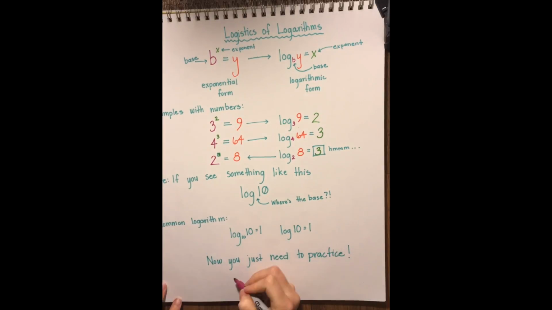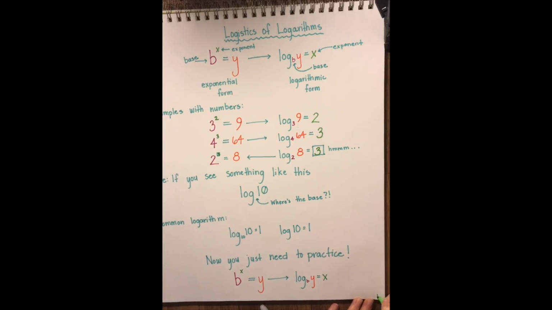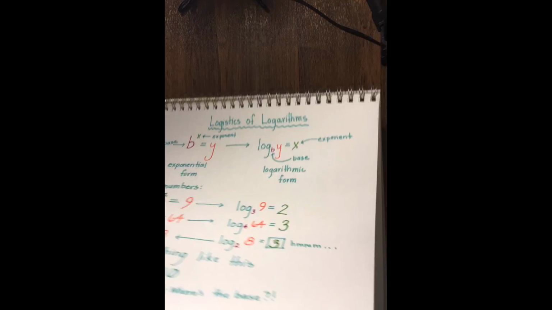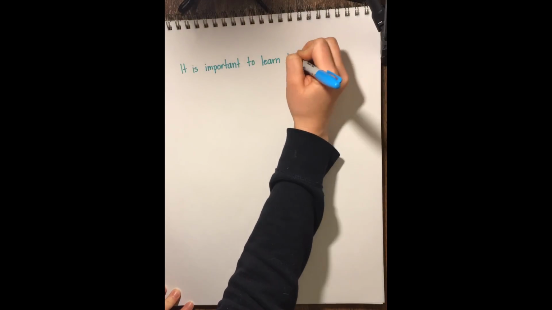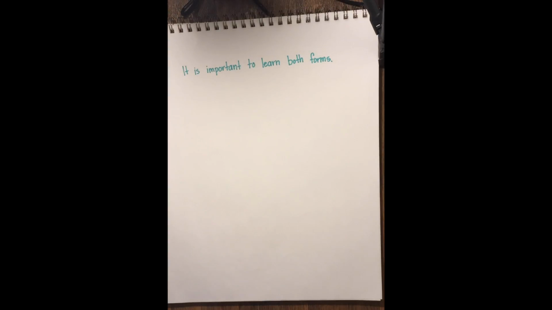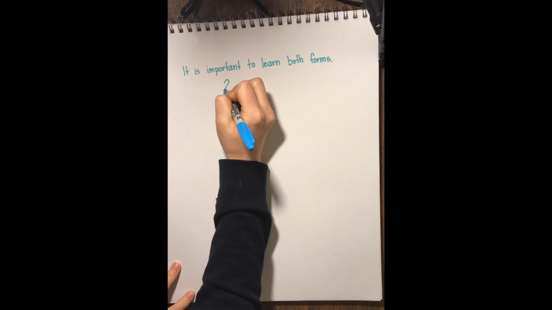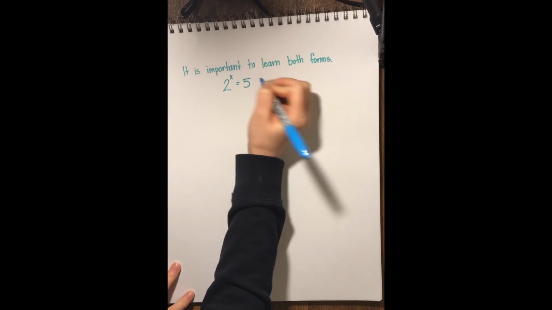Now, all you have to do is practice. I would suggest copying down the following, maybe even color coding it, and using it as a reference as you do practice problems. It's important to learn both forms. Depending on the problem, you might need to use one, the other, or both. The problems on the first page make more sense in exponential form.